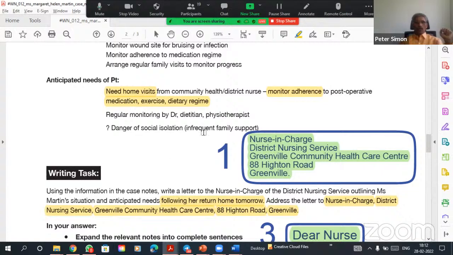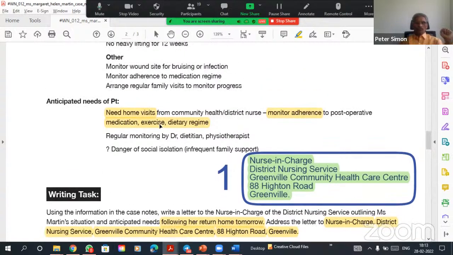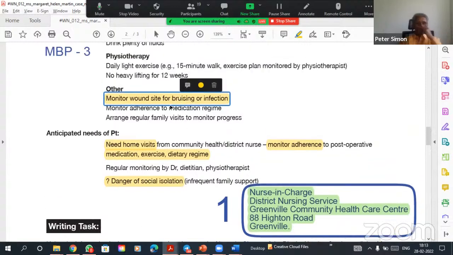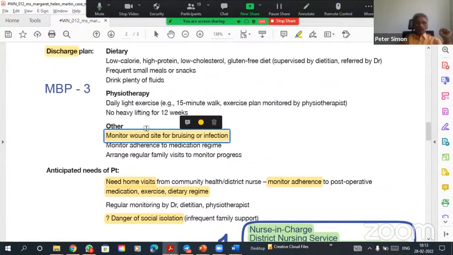Next one is possible danger of social isolation, because family support is not there. Next, monitoring the wound site for bruising or infection. Okay, monitoring the wound site for bruising or infection. Check these things.